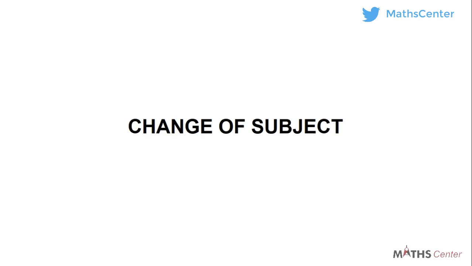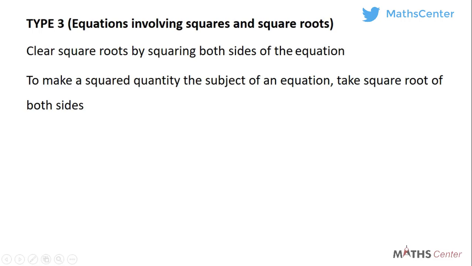We are still on the topic change of subjects. In the previous video, we learned how to change the subject of equations that involve fractions. In this video, we are going to learn how to change the subject of equations that involve square terms or square root signs. So, how do we change the subject of equations that involve square terms or square root sign? So this is going to be type 3. The equation involves a square or a square root sign.